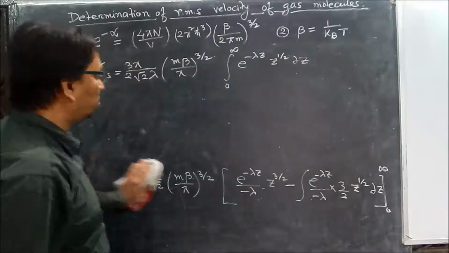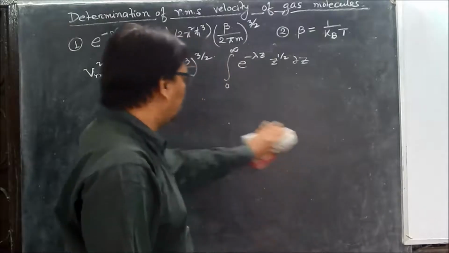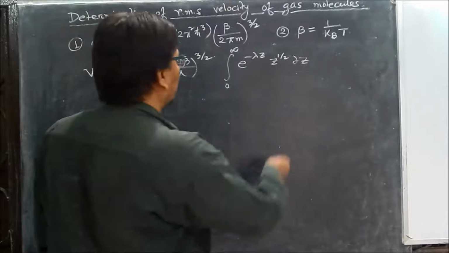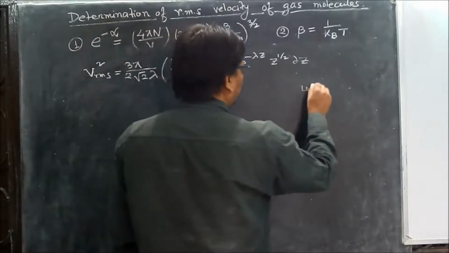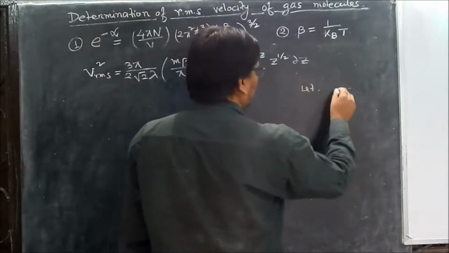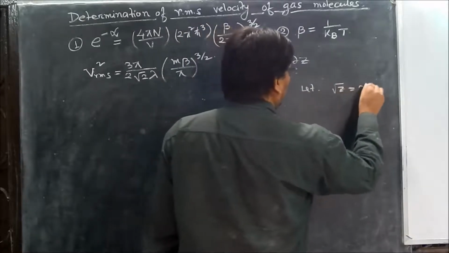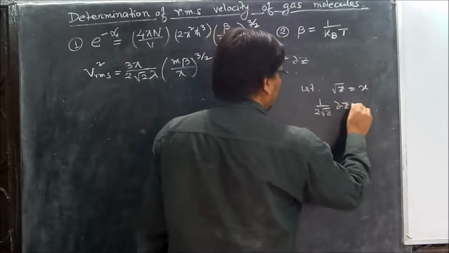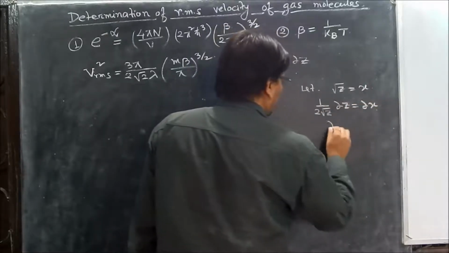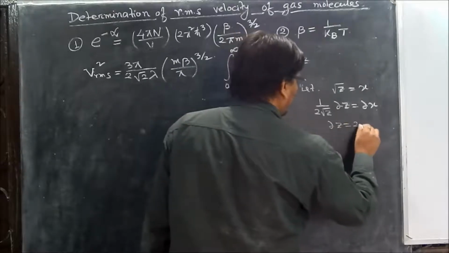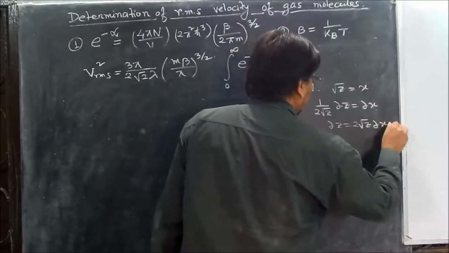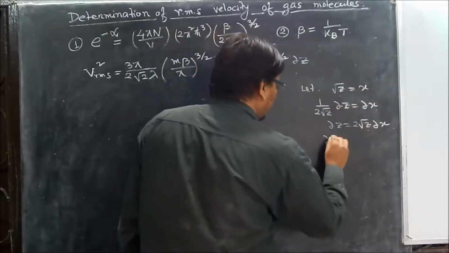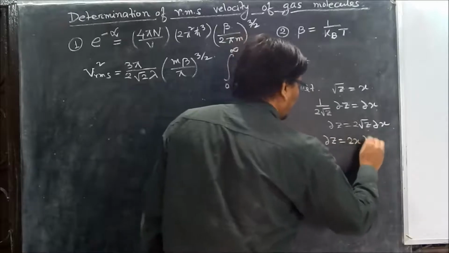Okay. So we have reduced it up to a certain extent, but still we have to do something. Now it is not completed. Now here we have to take, let root z equal to x such that 1 by 2 root z del z equal to del x. So del z will be equal to 2 root z del x. Now as root z equal to x, we can put x here. So we are getting del z is equal to 2x del x.